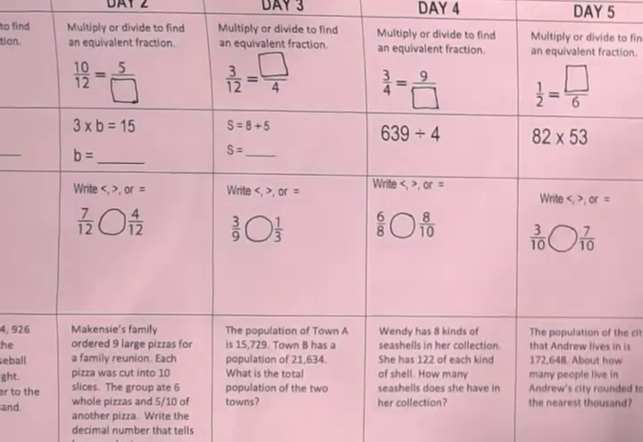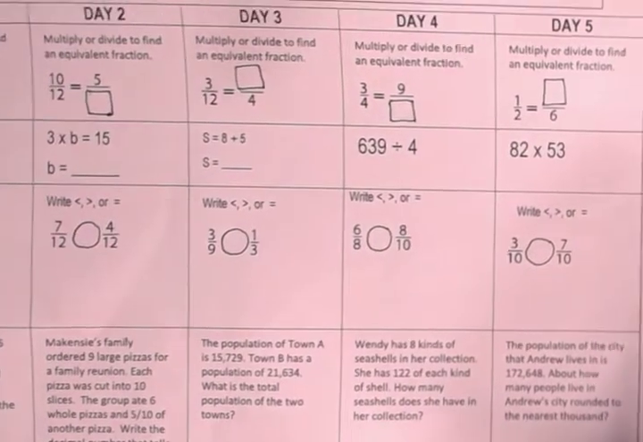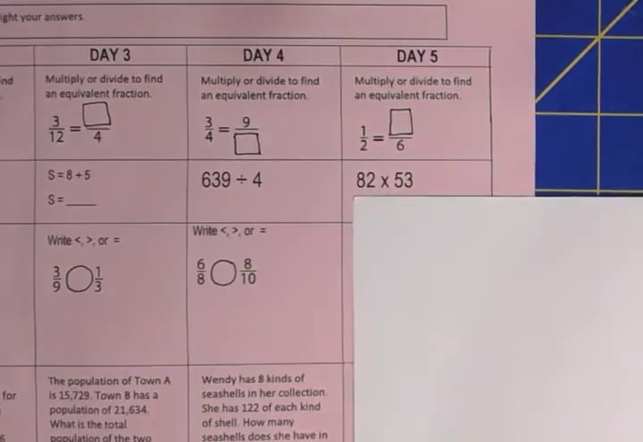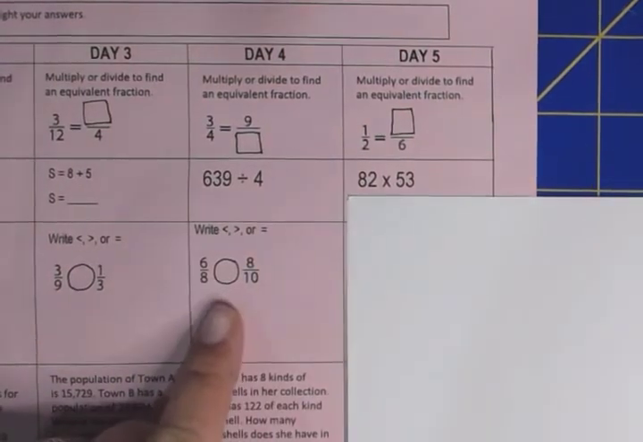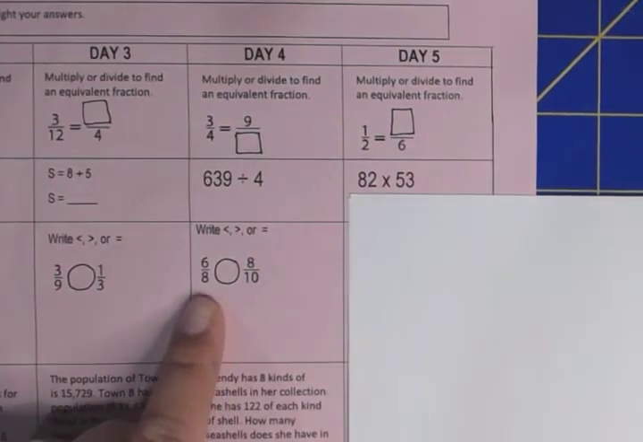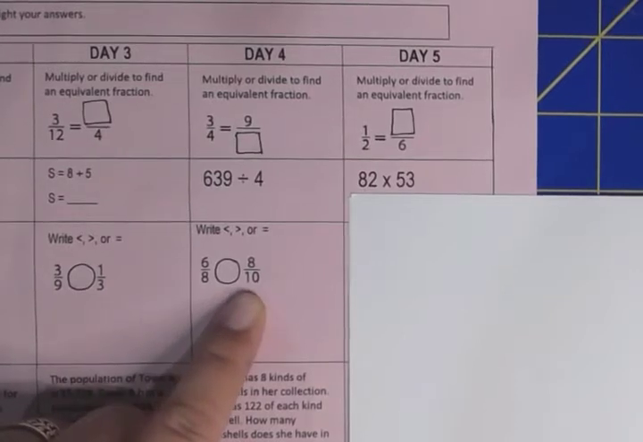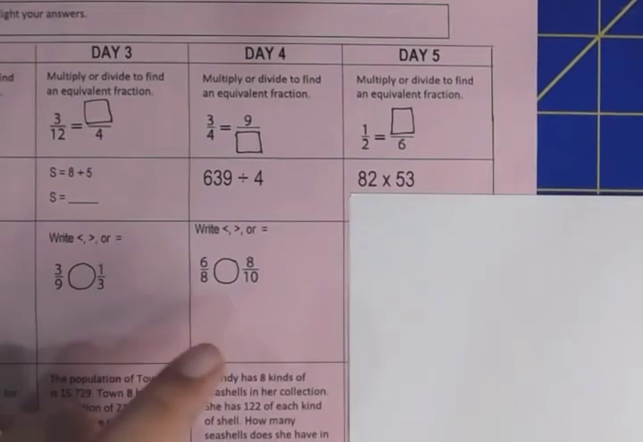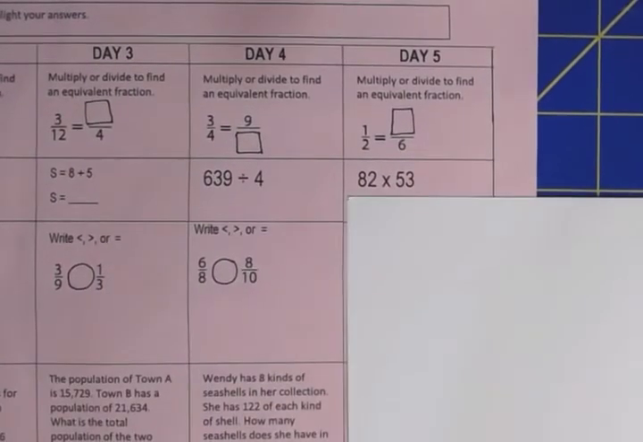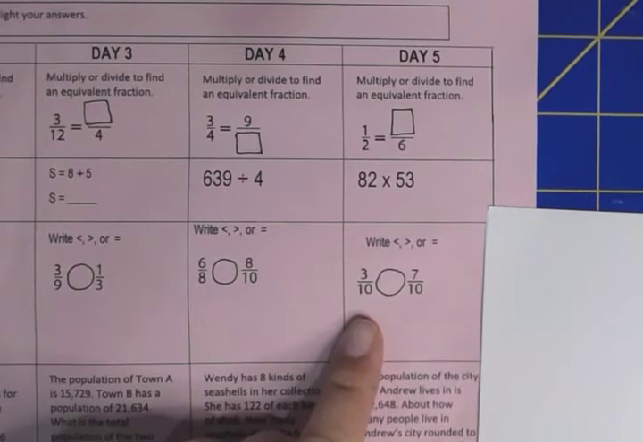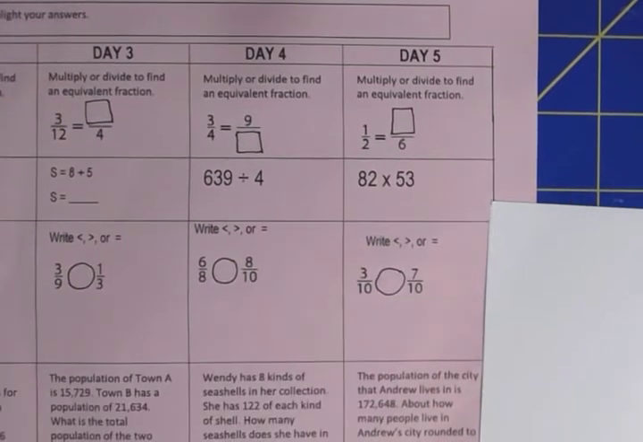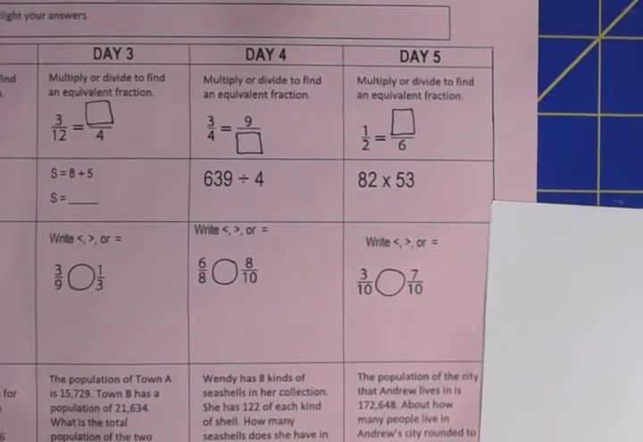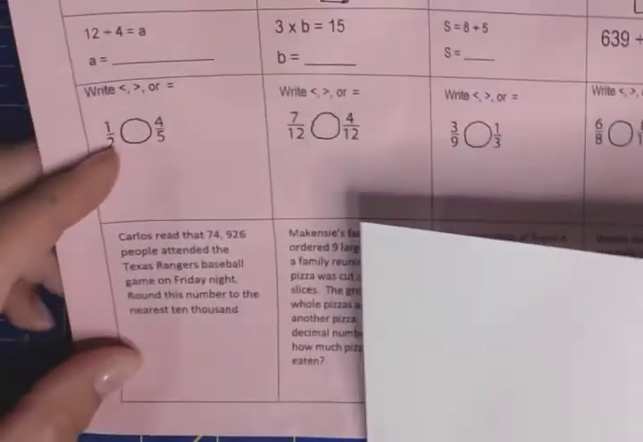All right, let's look at day 4. Day 4, you are going to have to make the denominators match by finding equivalent fractions, and I'm not going to show you that one. You're going to have to try that on your own. And then day 5 is pretty easy because the denominators are already the same. So you're not going to have to change anything there. Now let's look at the first word problem on day 1.